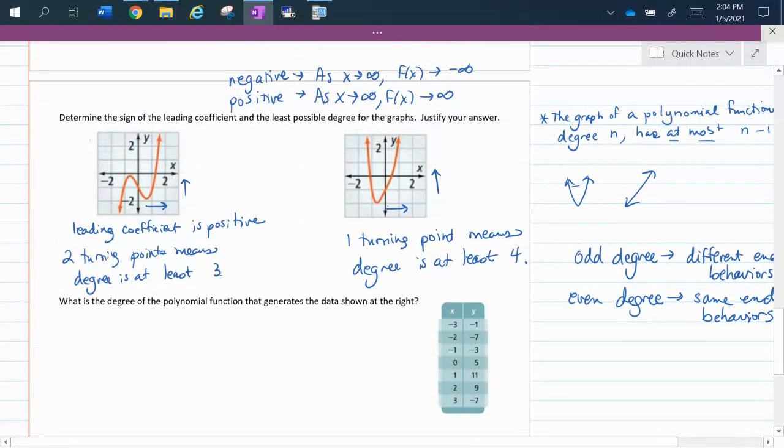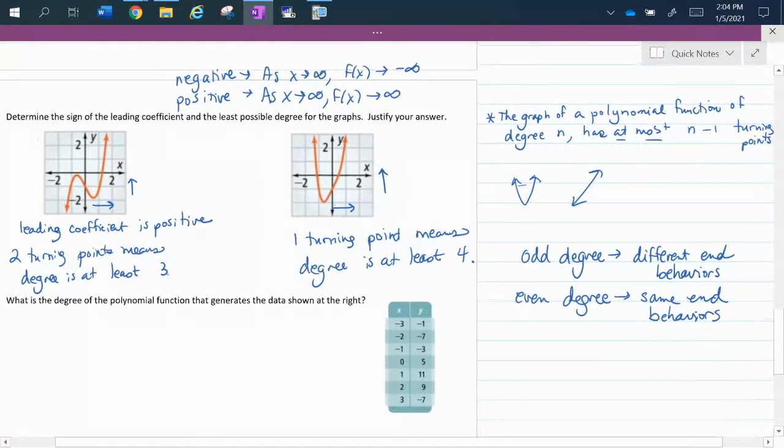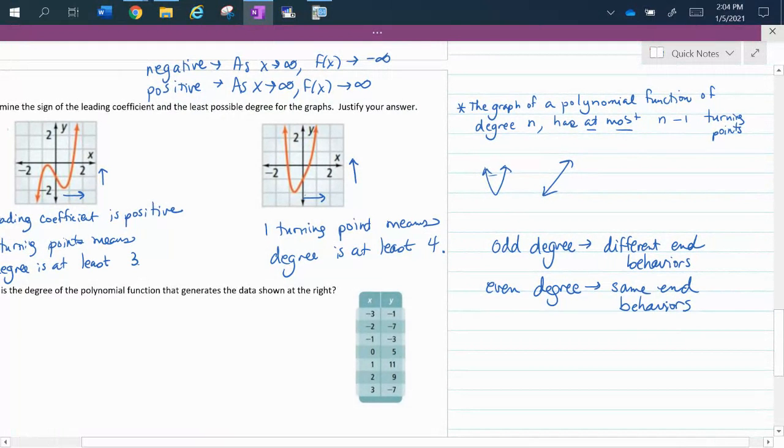So for the first example here, I know the degree is odd. And since I see 2 turning points, the degree must be at least 3. And for the next one, I know the degree is even because the end behaviors are going in the same direction, both up. So odd degree, one end behavior will be going up, one will be going down. And even degree, both end behaviors will either be going up or they will both be going down. So that's how I knew the degree was at least 4, and I knew it couldn't be a 3. All right.